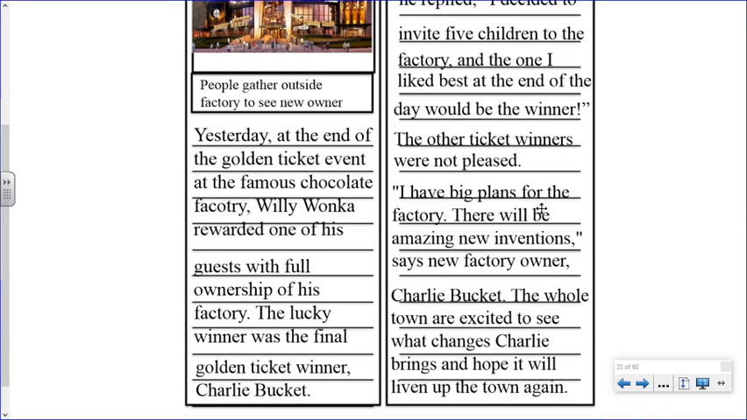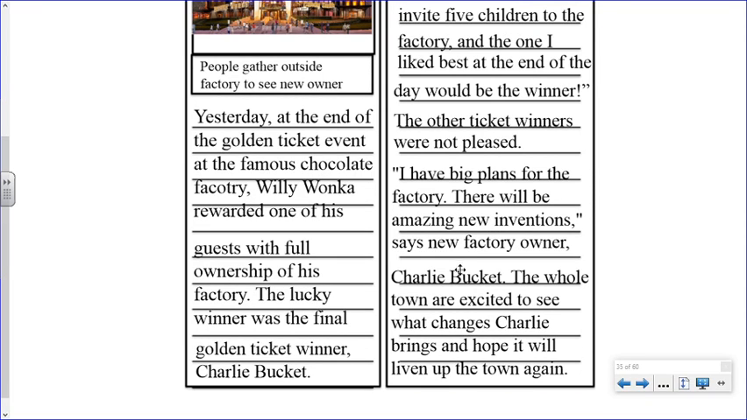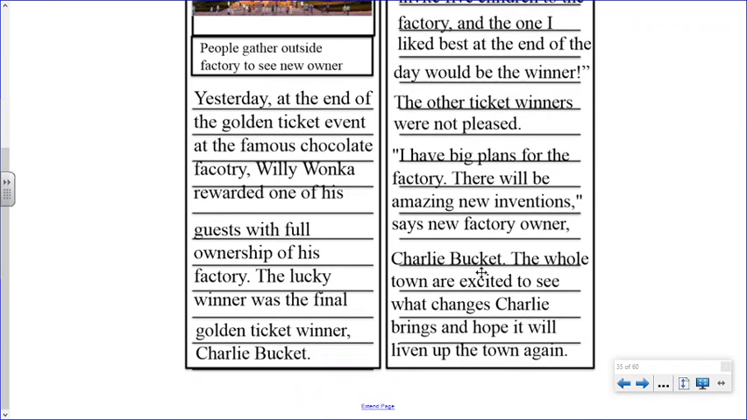I have big plans for the factory. There will be amazing new inventions, says new factory owner Charlie Bucket. The whole town are excited to see what changes Charlie brings and hope it will liven up the town again. So remember in that final paragraph you are talking about the future, thinking about what happens next, giving the reader some clues.